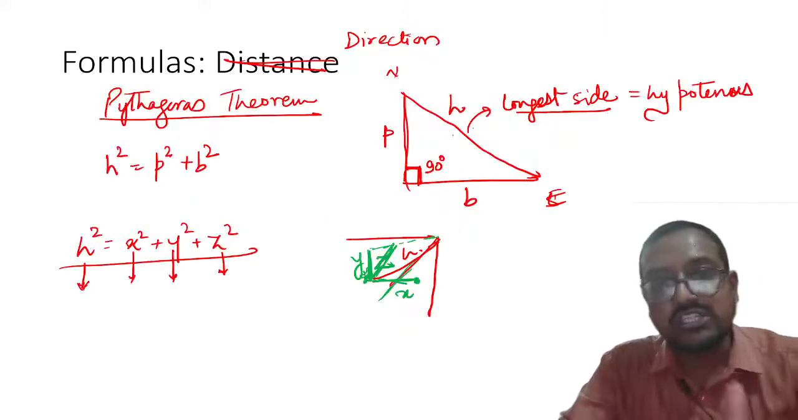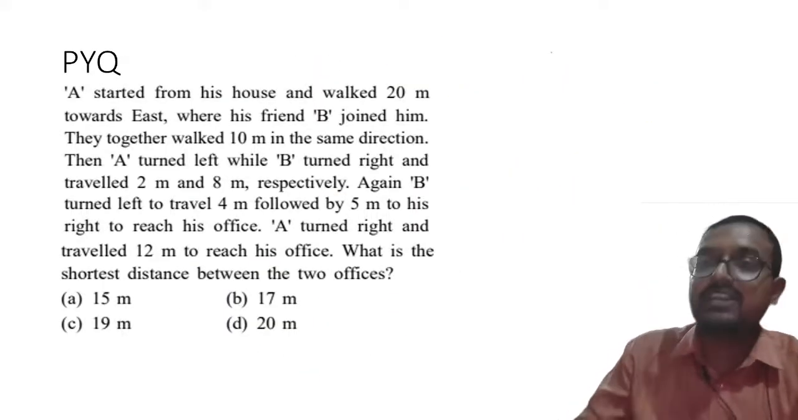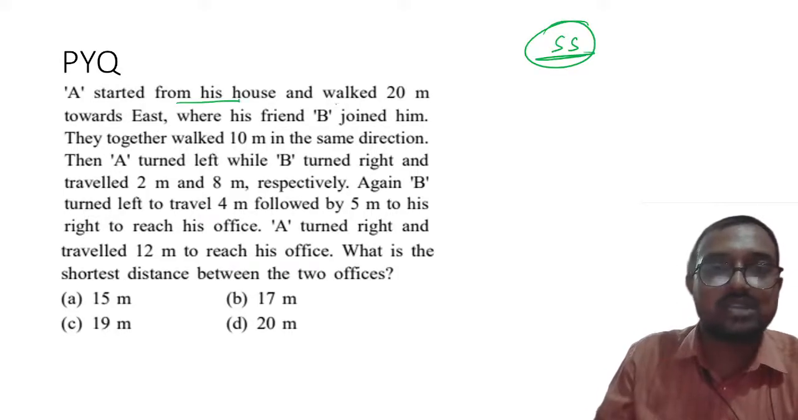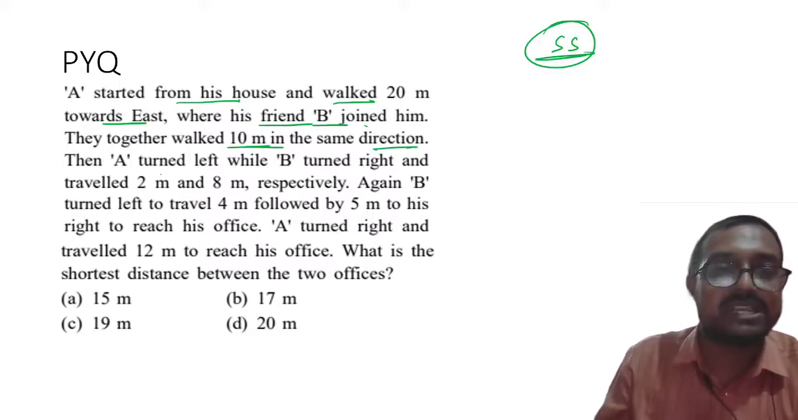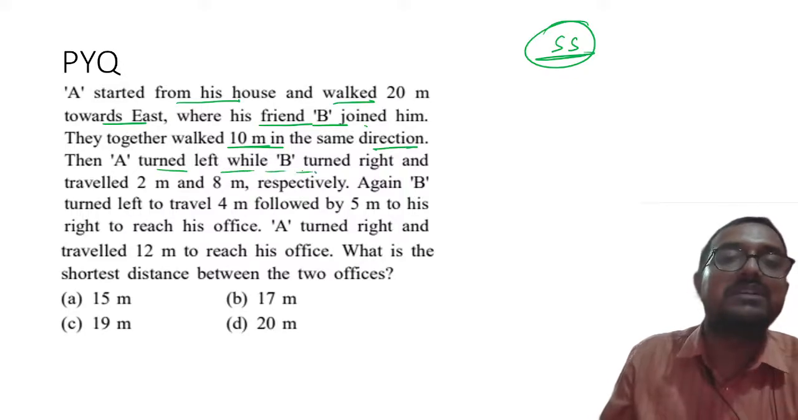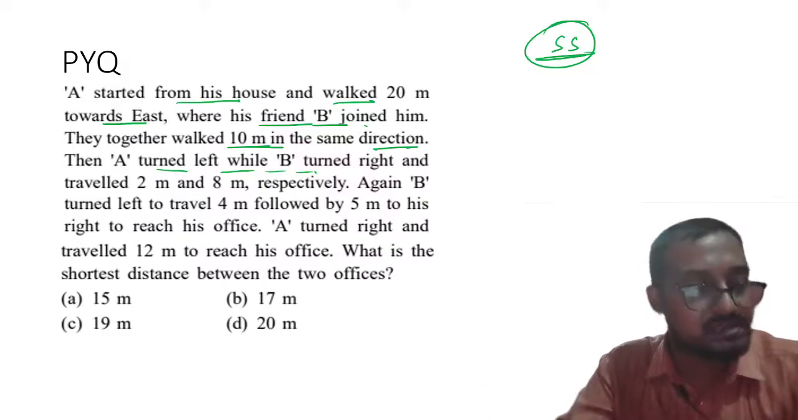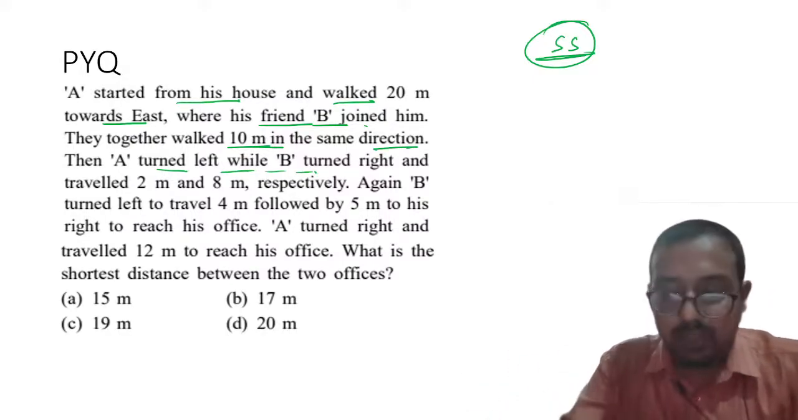So, my dear students, two questions are there for you. Please note them down. First question is this one. You can take a screenshot. A started from his house and walked 20 kilometers towards east, where his friend B joined him. They together walked for 10 kilometers in the same direction. Then A turned left while B turned towards the right. So you have to just simply draw these diagrams. Then you will realize that this is the way we have to approach.